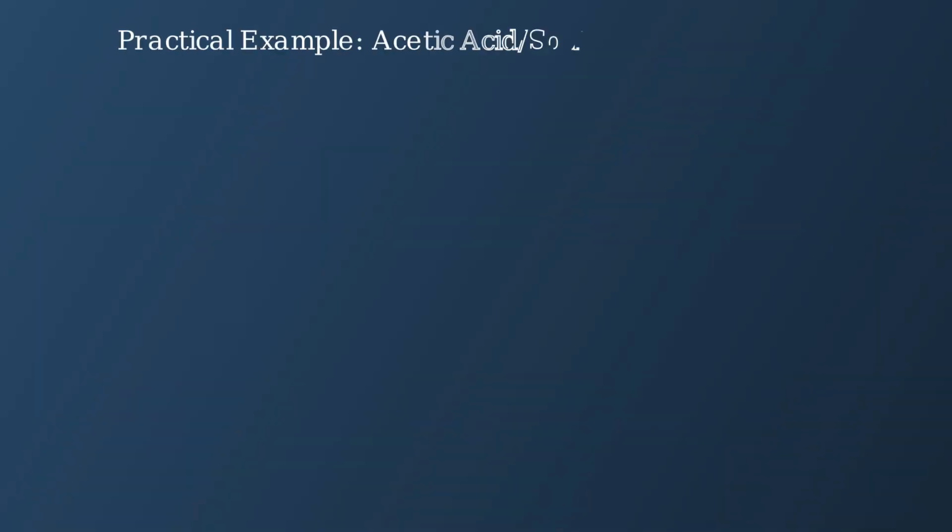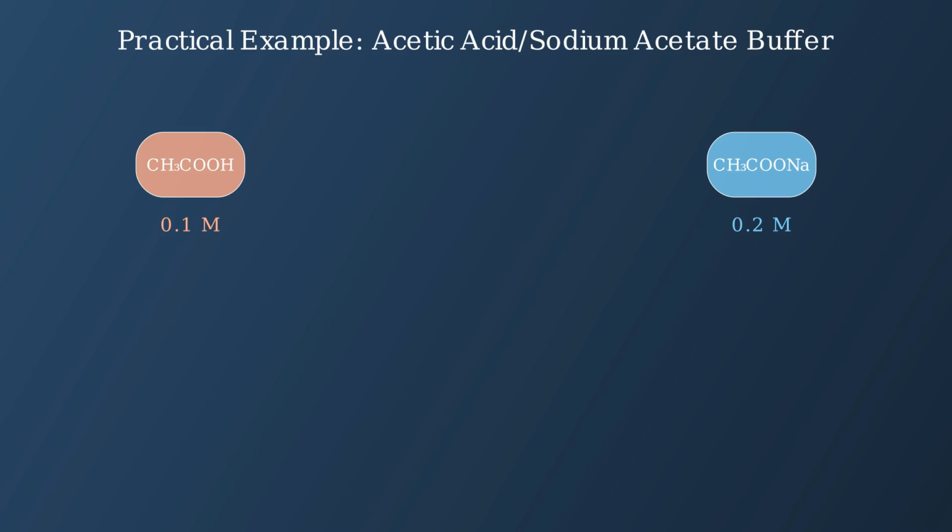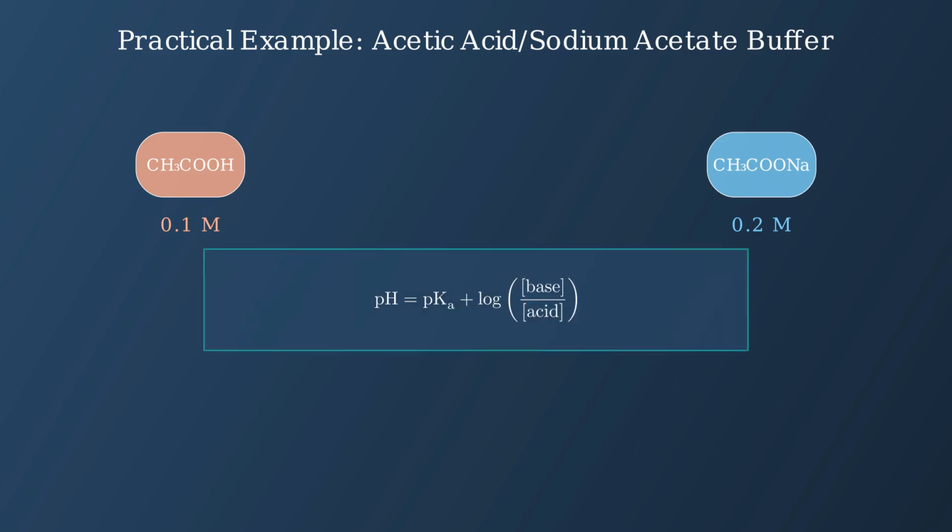Let's work through a practical example using an acetic acid and sodium acetate buffer system. In this example, we have a solution containing 0.1 molar acetic acid and 0.2 molar sodium acetate. To calculate the pH, we'll use the Henderson-Hasselbalch equation. We know that the pKa of acetic acid is 4.76, and we'll substitute our concentration values into the equation.